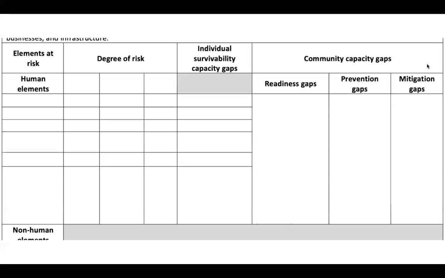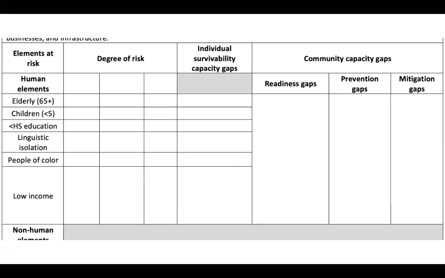Moving on to our elements at risk, you can go back to the vulnerability assessment form again and copy over what you've already identified as specific vulnerable populations and structures. We'll start with our human elements at risk that we initially identified with the help of EPA's EJ screen. So here we have elderly or those over 65 years old, children or those under 5 years old, those with less than a high school education, linguistically isolated populations, people of color, and those with low incomes.